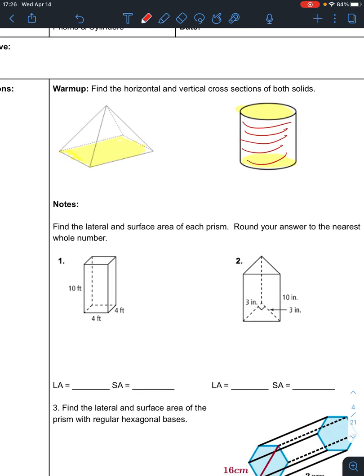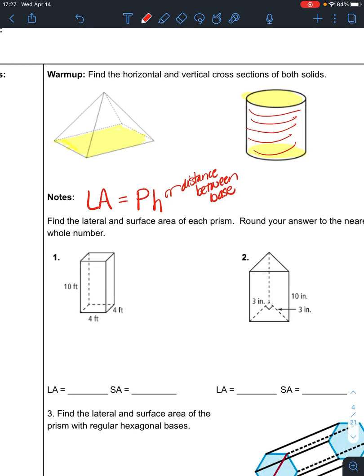So we have 2 formulas that we're going to use for prisms. Our lateral area of a prism is our perimeter of our base times the height. Now, the height is the distance between the 2 bases. It's not necessarily how tall it stands vertically, because remember that your bases are not always going to be sitting on the ground. Okay, so the height is the distance between the bases.